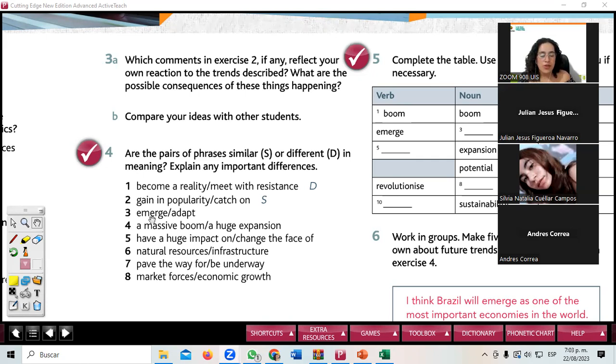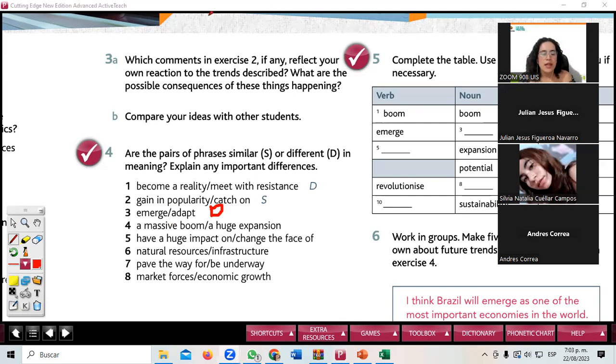So for the third one, if you want to participate, please raise your hand. To emerge and to adapt. Julian? Teacher, these ones are different. To emerge is to start from zero, no? Adapt is a different thing. You modify, you adapt to situations. All right, next, number 4.